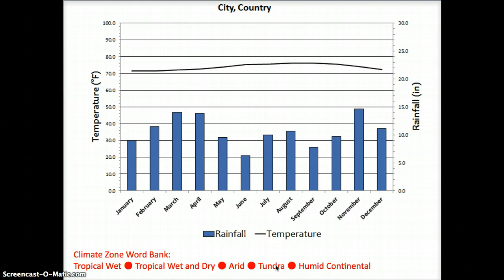Next, we look at the second ingredient of climate, which is precipitation, and you'll see that it is pretty wet throughout the year. This is a location that gets a lot of rainfall. And so with those two pieces of information combined, there's really only one choice. This is a pretty typical example of a tropical wet climate.